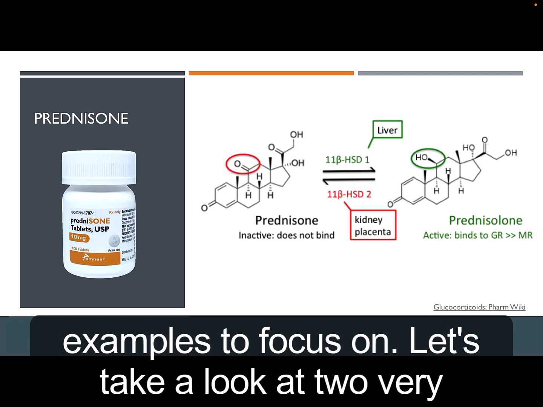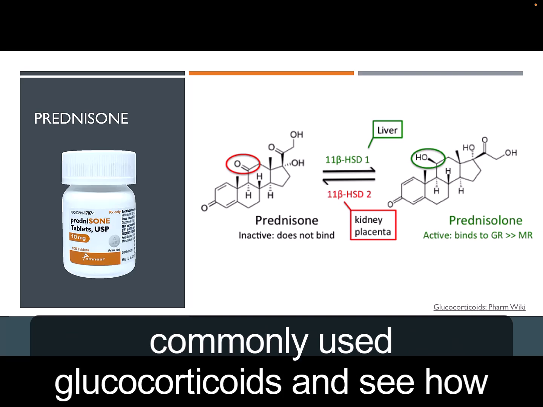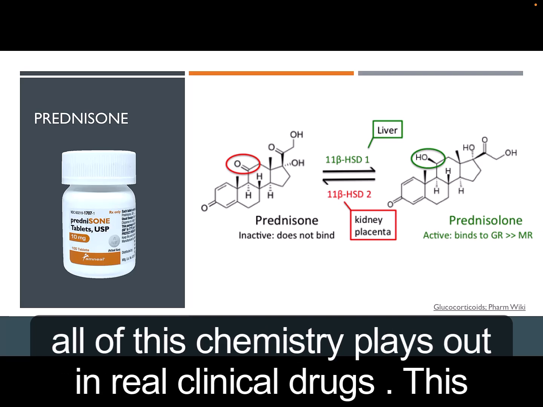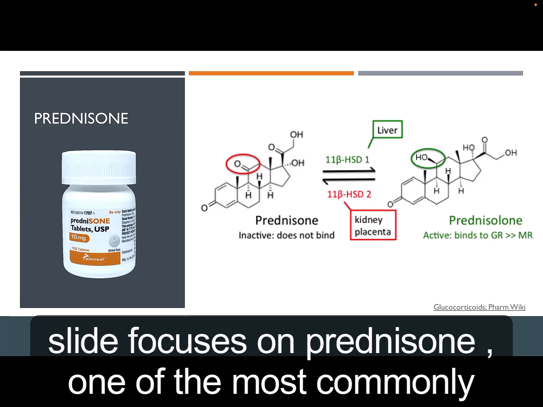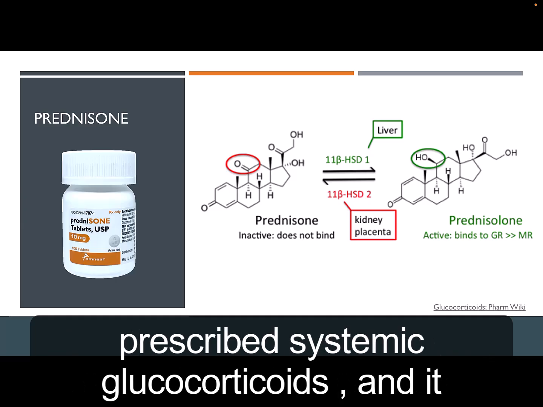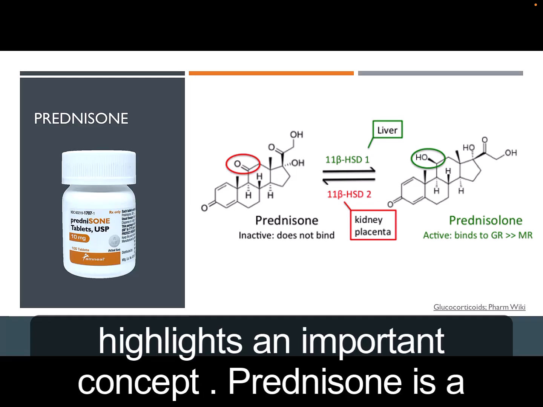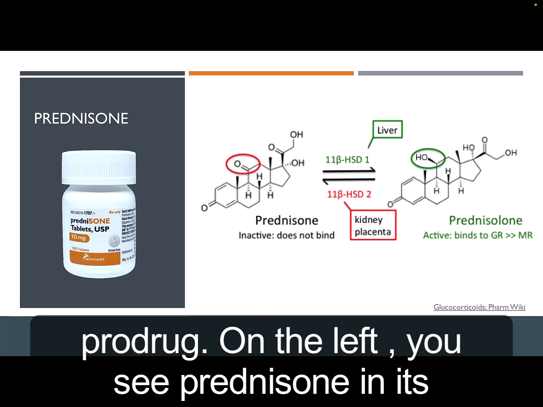Let's take a look at two very commonly used glucocorticoids and see how all of this chemistry plays out in real clinical drugs. This slide focuses on prednisone, one of the most commonly prescribed systemic glucocorticoids, and it highlights an important concept. Prednisone is a prodrug.